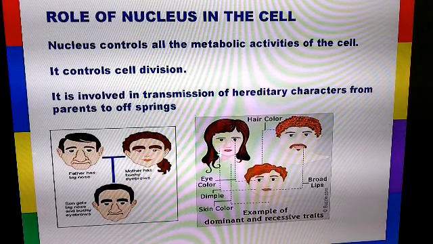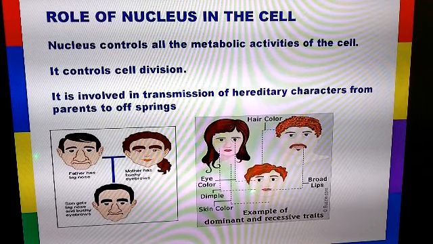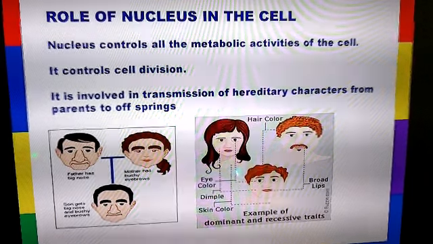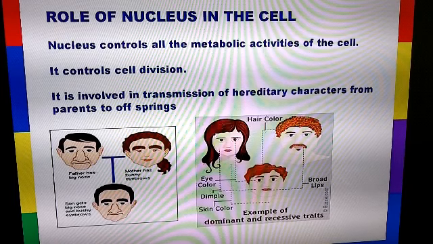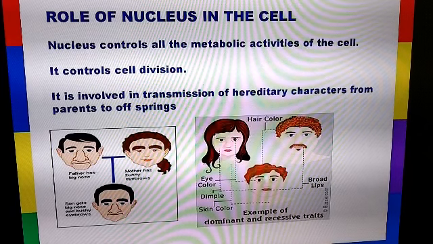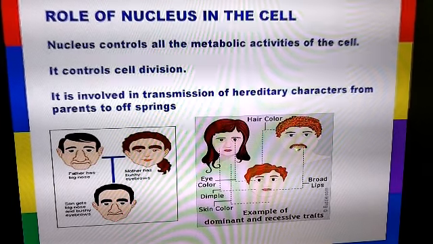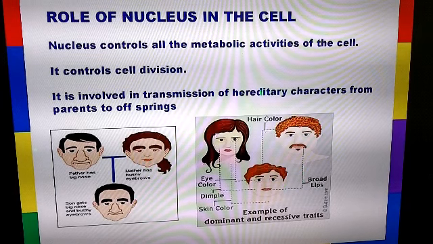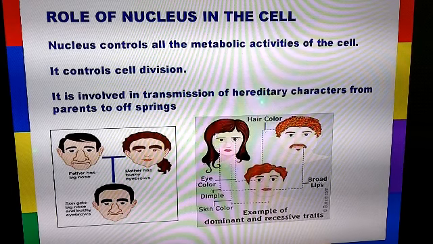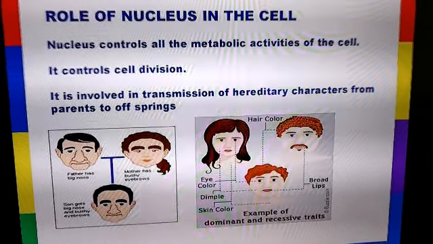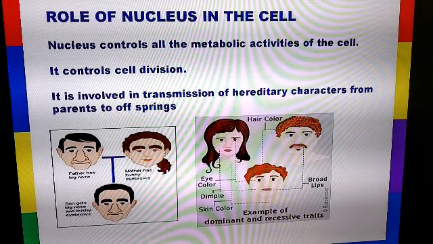Similarly, the mother has got dimples, so the child has inherited this character from the mother. Skin color of the child and skin color of the mother is the same. That means the child has inherited this character of skin color from the mother. The child is having broad lips, but the mother has got normal thin lips. So the inheritance of the character of broad lips is acquired from the father by the son. Hereditary means something that is passed from one generation to another generation. So it is the nucleus which helps in transmission of hereditary characters from the parents to the offsprings.